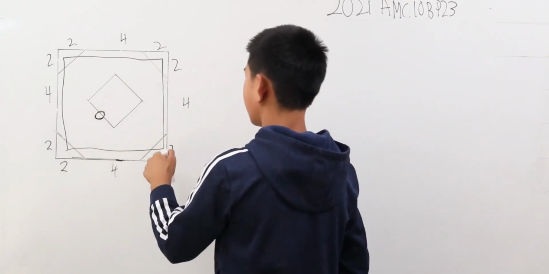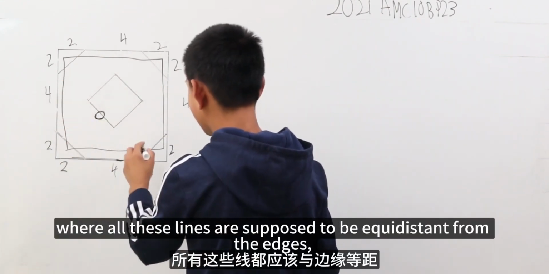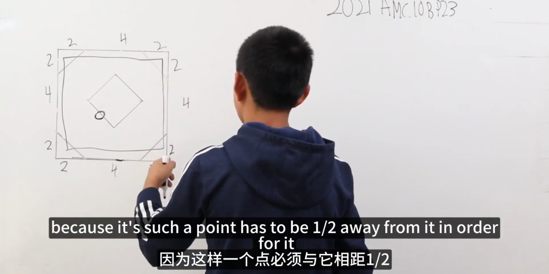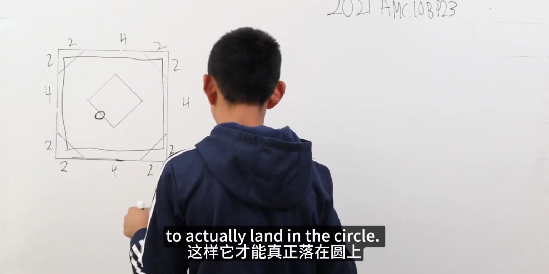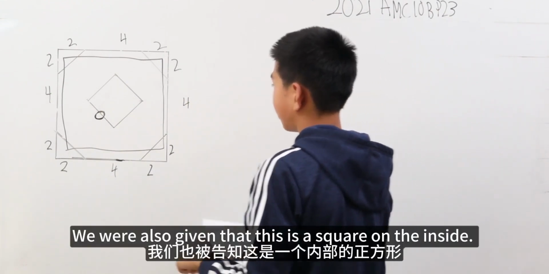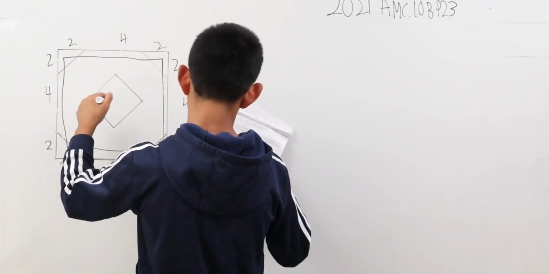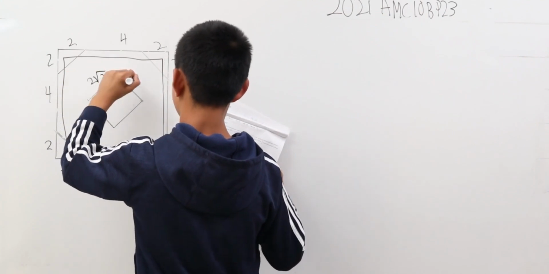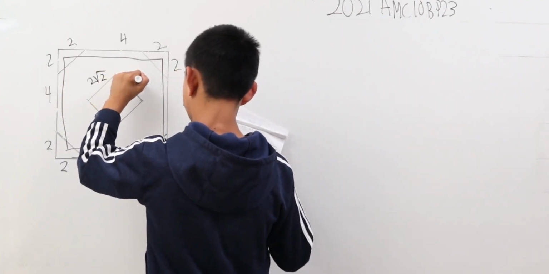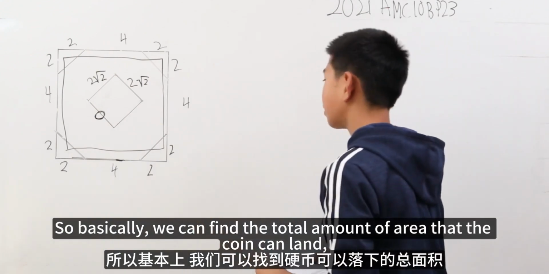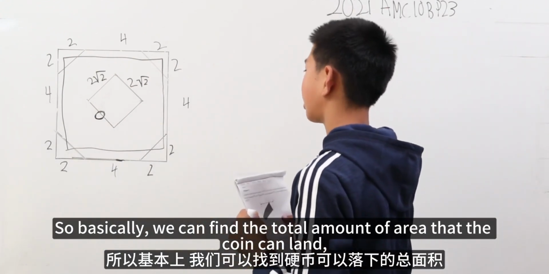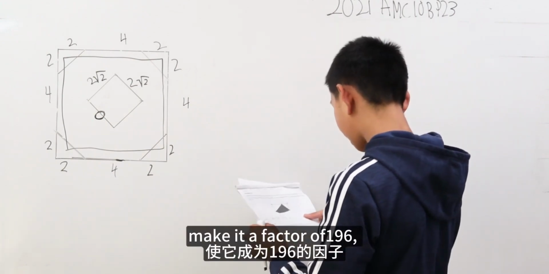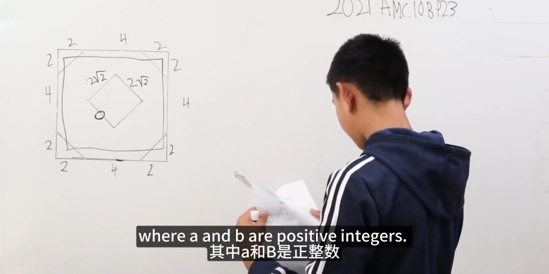All of these lines are supposed to be equidistant from the edges because its center point has to be 1/2 away from them in order for the coin to actually land inside the square. We were also given that this is a square on the inside, and 2√2 is its side length. So basically we can find the total area where the coin can land, and make it a factor of 196, where a and b are positive integers.